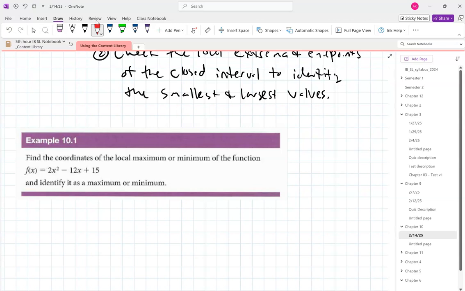It says find the coordinates of the local maximum or minimum of the function 2x squared minus 12x plus 15 and identify it as a maximum or minimum. So again, if we're looking for local, we can do a first derivative test, or you could do a second derivative test. It doesn't matter. I'm going to do both of them here as an example, and it's always at your discretion which one you like to do.